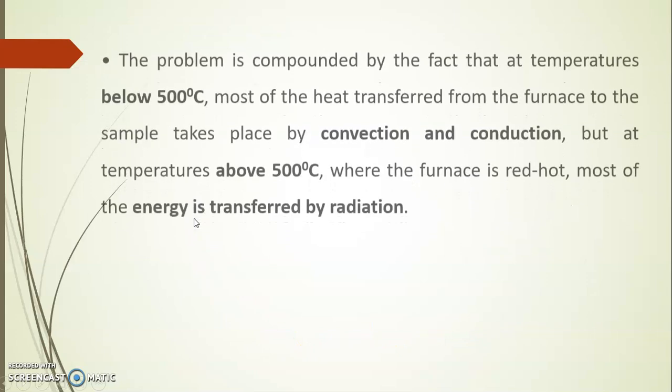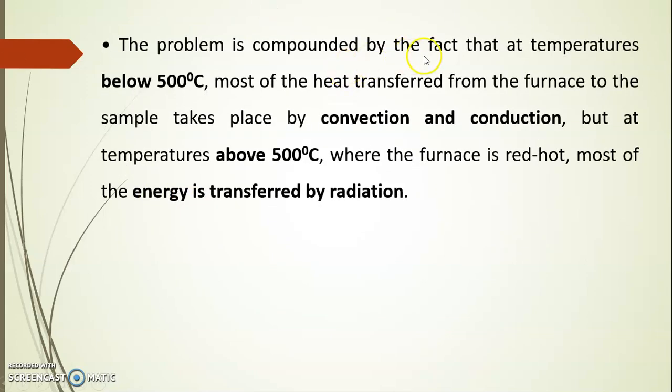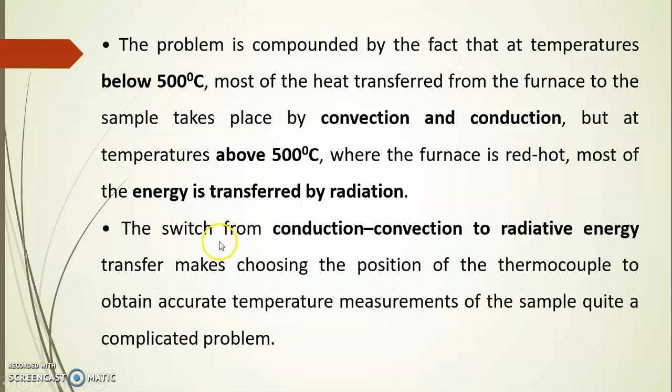The problem is compounded by the fact that at temperatures below 500 degrees Celsius, most of the heat transferred from the furnace to the sample takes place by convection and conduction, but at temperatures above 500 degrees Celsius, where the furnace is red hot, most of the energy is transferred by radiation. The switch from conduction and convection to radiative energy transfer makes choosing the position of the thermocouple to obtain accurate temperature measurements of the sample quite a complicated problem.